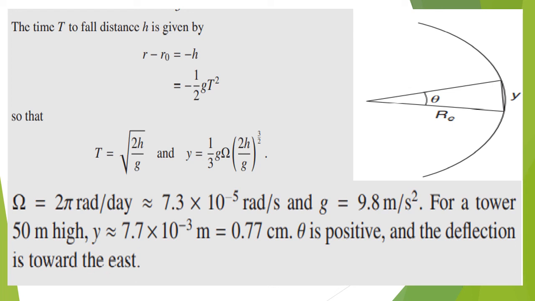So by the rotation of Earth, a freely falling mass is deflected horizontally towards the east direction, due to the rotational motion of Earth.